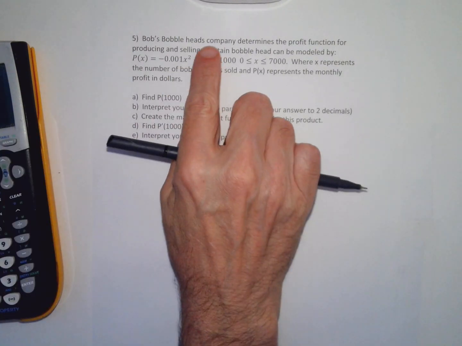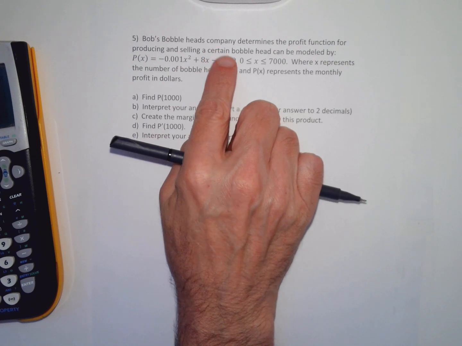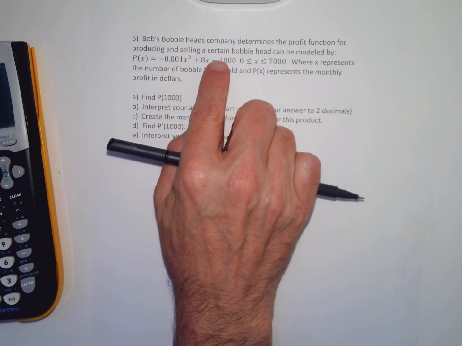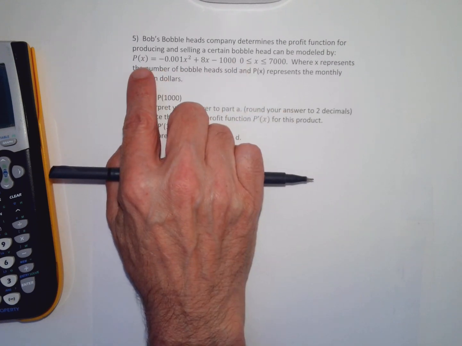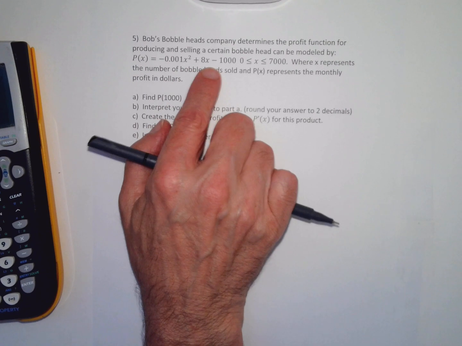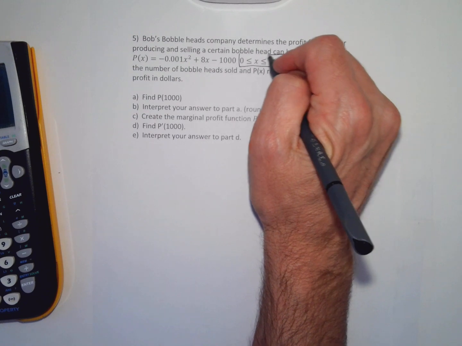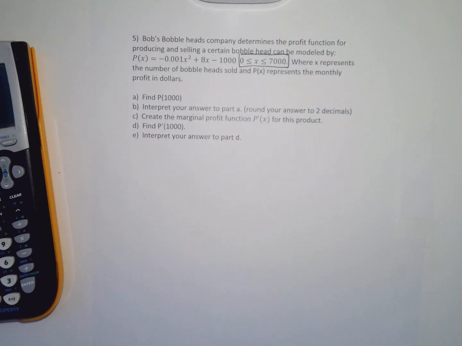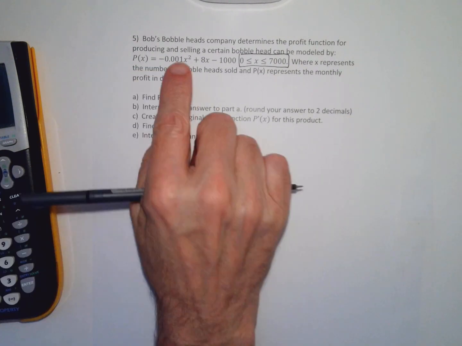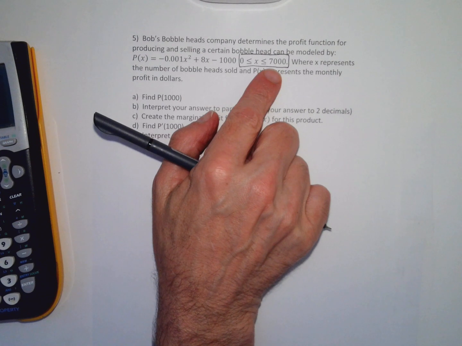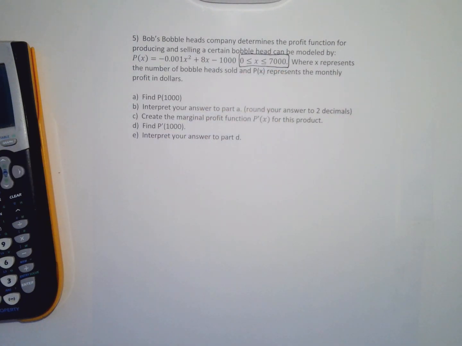So this function, Bob's Bobblehead Company, determines the profit by producing and selling a certain bobblehead can be modeled by this function. The profit to sell X bobbleheads is given by this function, and this little part right here says this only works making between 0 and 7,000 bobbleheads. Maybe after the production gears up over 7,000, maybe they don't have the capacity. Maybe they have to open up a new store, or maybe they've got to pay so much overtime that this function's not going to apply anymore. So this is a profit function, but it only works for up to 7,000 units. After 7,000 units, the profit function isn't applicable.